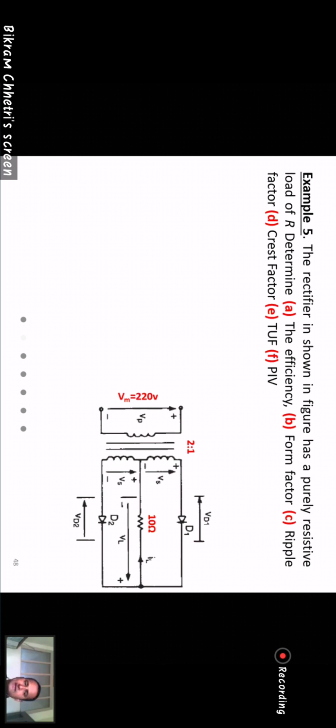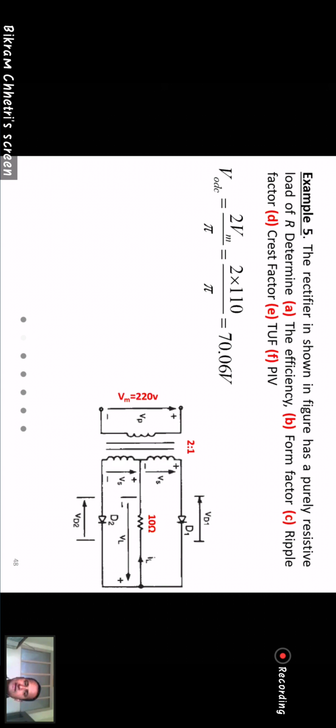So this is an example question. The rectifier shown in the figure has a purely resistive load, where both the diodes are feeding the same load, a 10 ohm resistive load. You have to determine the efficiency, form factor, ripple factor, stress factor, transformer utilization factor, and peak inverse voltage from this diagram. In this case, please note that the transformer ratio is 2:1.